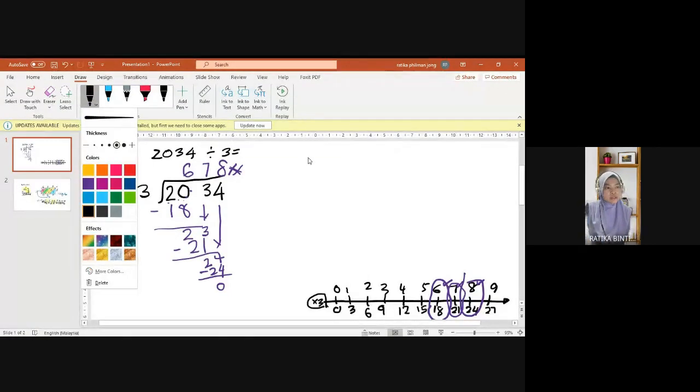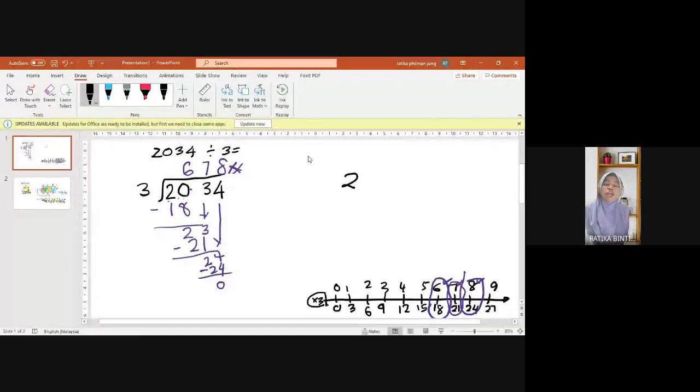Now, we are going to solve this one by using the fence method. When you use fence method, make sure you jarakkan each digit, supaya awak tak akan keliru bila awak nak menolak nanti. So, 2, 0, 3, 4. Jarakkan lah. Divide by 3.